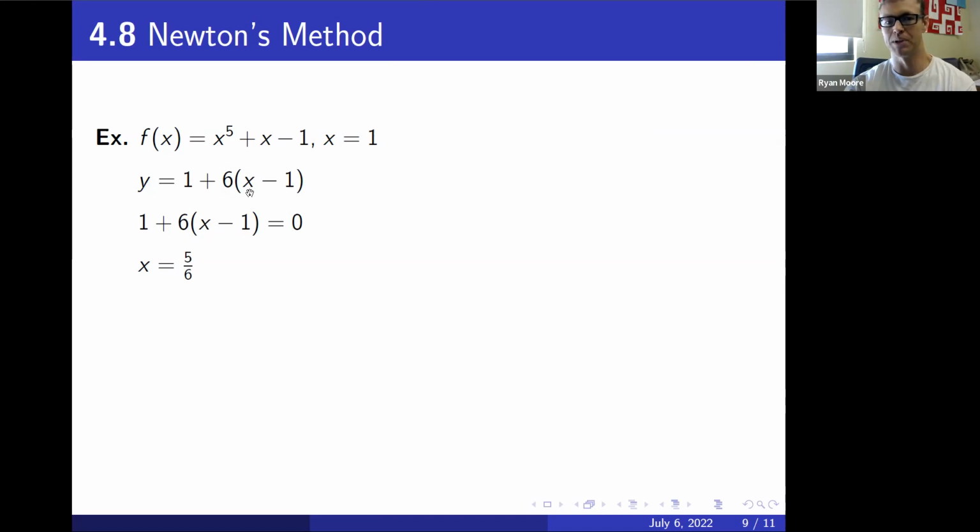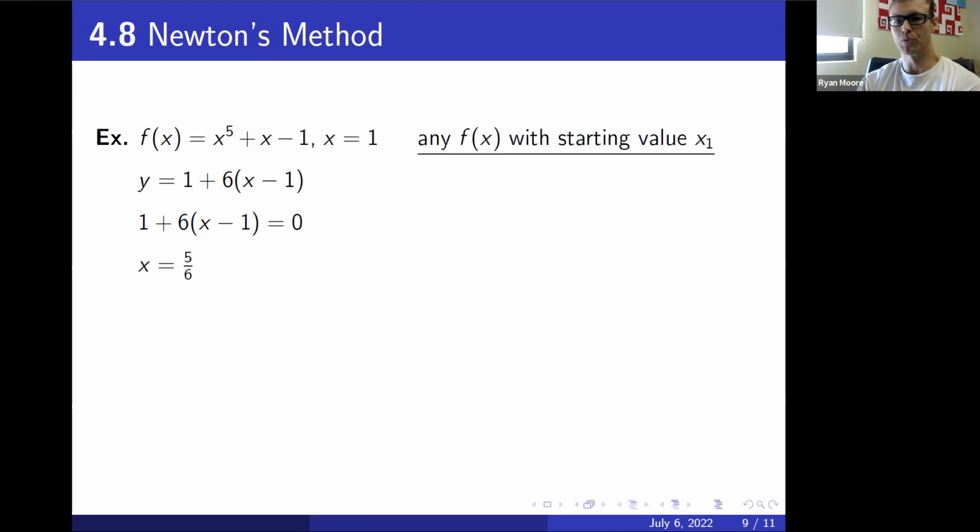And then we're multiplying by x minus the x value. Okay, so we got the function value, the derivative value, and then x minus that number. From there, we set it equal to 0, and we solved, and this one happened to give 5/6. Okay, let's generalize this. What if we wanted to do this for any f of x with starting value that we'll just call x1?